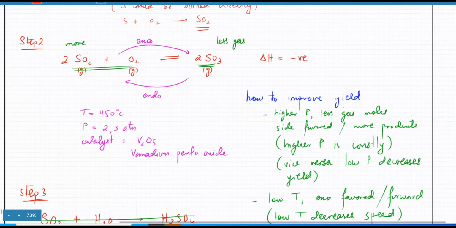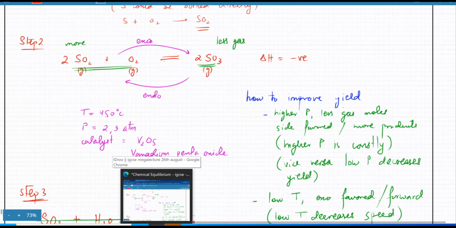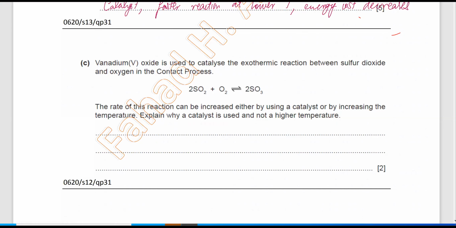Look at this reaction. Remember I told you that this reaction's delta H is negative. It's an exothermic reaction in the forward direction. As this reaction is exothermic, we also write that the forward reaction is exo, and the backward would be the opposite, it's going to be endo. Now the rate of the reaction can be increased by either using a catalyst or by increasing temperature. Explain why a catalyst is used and not a higher temperature.